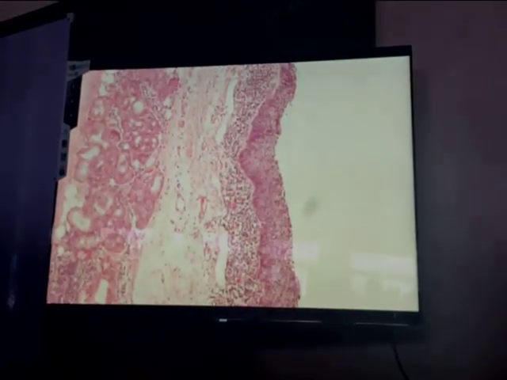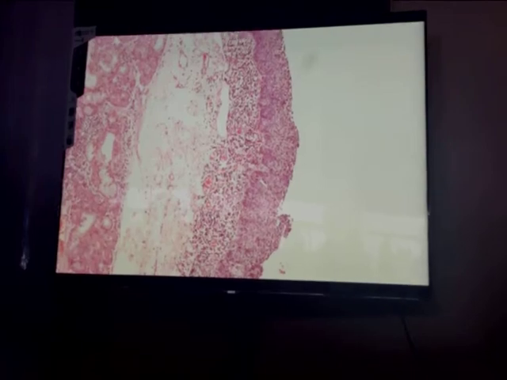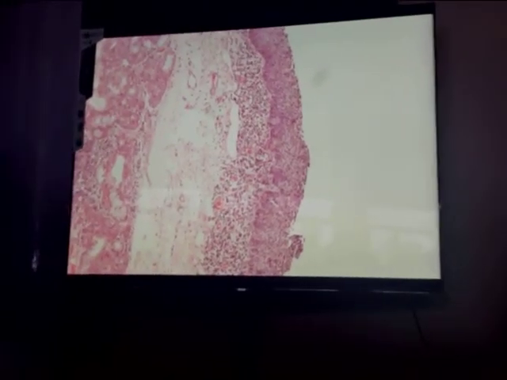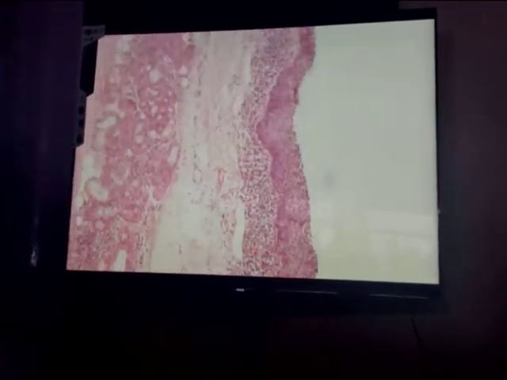Okay, we are looking at the histology of a large bronchus. Normally, the bronchi are lined by what type of epithelium? The bronchi are lined by what type of epithelium? Respiratory, which is pseudostratified ciliated columnar.